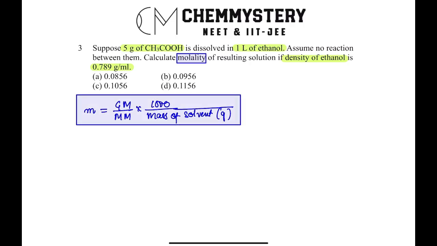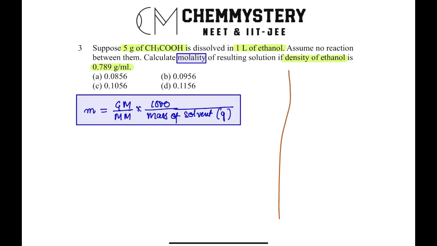Now what were the things given to us here? Mass of the solute is given. We know the molecular mass of the solute, we can calculate it out. But mass of the solvent is not given directly. Density is given and volume is given.